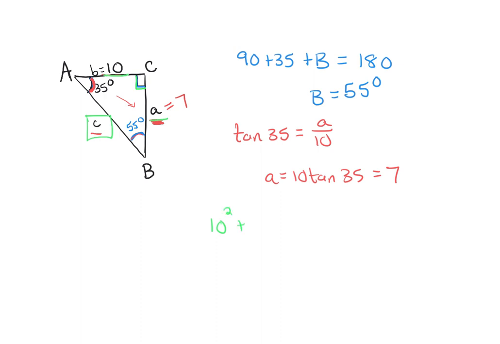So 10 squared plus 7 squared equals C squared. When you solve that, you will get that C is about 12.2. So I have completely solved the triangle because all three angles and all three sides are solved.